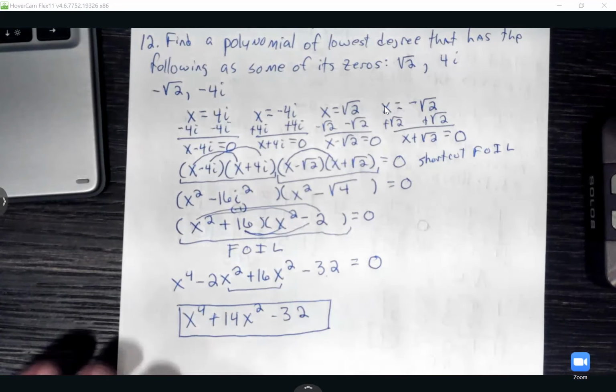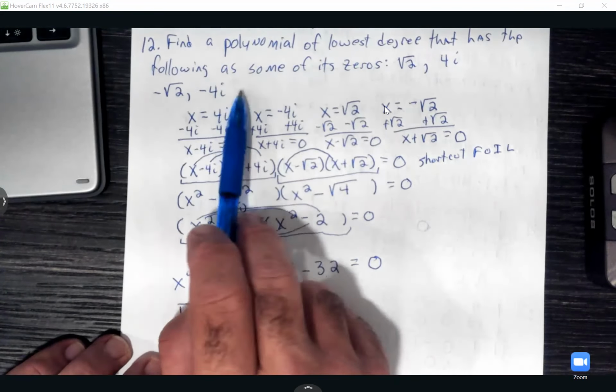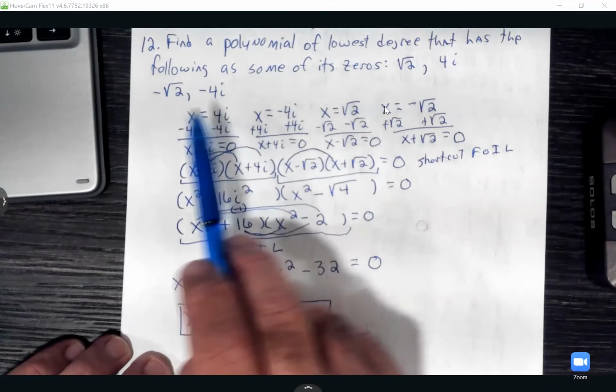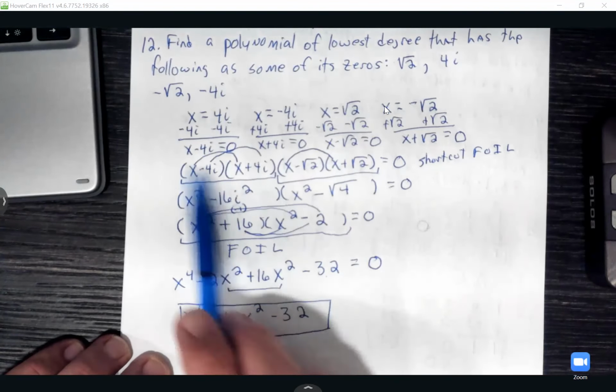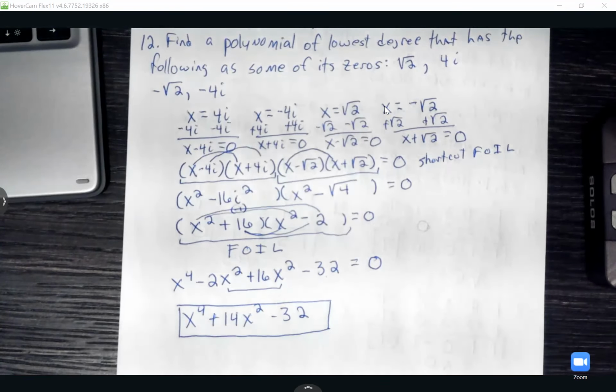So y'all, on this one, please remember you got the opposites or the conjugates as zeros, and then FOIL those conjugate pairs before you do any of this, okay? If you don't start with them conjugates, you'll get some ugly looking equations going on.